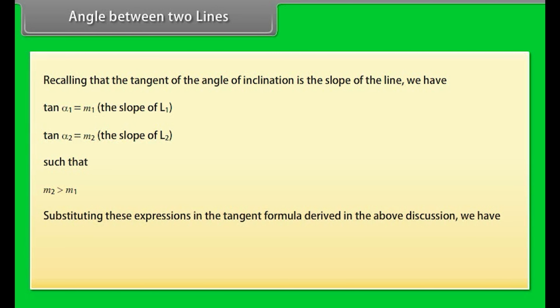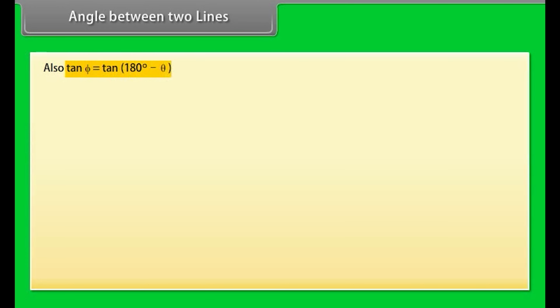Substituting these expressions in the tangent formula derived in the above discussion, we have tan phi is equal to (m2 minus m1) divided by (1 plus m1 m2). Also, tan phi is equal to tan of (180 degrees minus theta), which is equal to minus tan theta, which is equal to minus of (m2 minus m1) divided by (1 plus m1 m2), as 1 plus m1 m2 is not equal to 0.